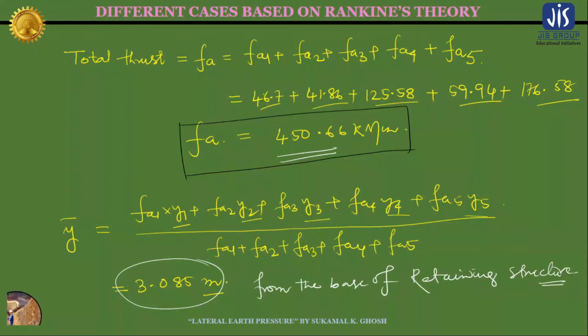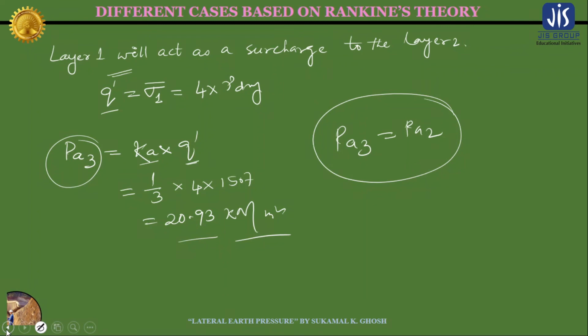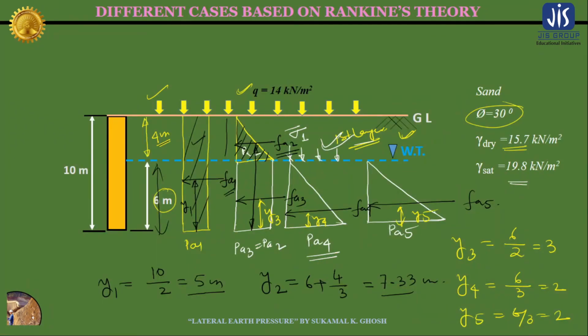Okay, so let me repeat the whole discussion for this particular problem so that you can understand it in a better way. So this was the problem, and the problem asked to calculate the total thrust, right? The total thrust means the total resultant active earth pressure force.